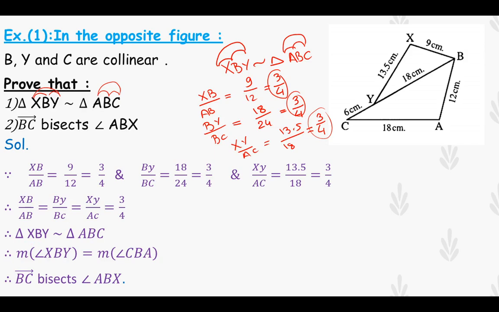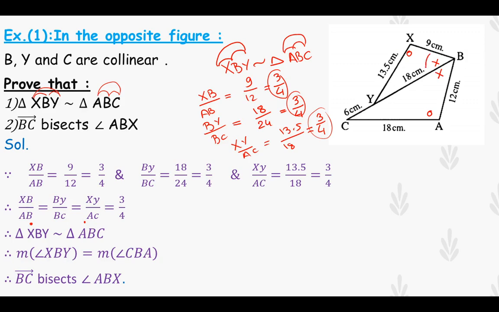Okay? And from similarity, you can find that measure of angle X in the first triangle is equal to measure of angle A in the second triangle. So we will write measure of angle X equals measure of angle A. And measure of angle XBY is equal to measure of angle ABC.